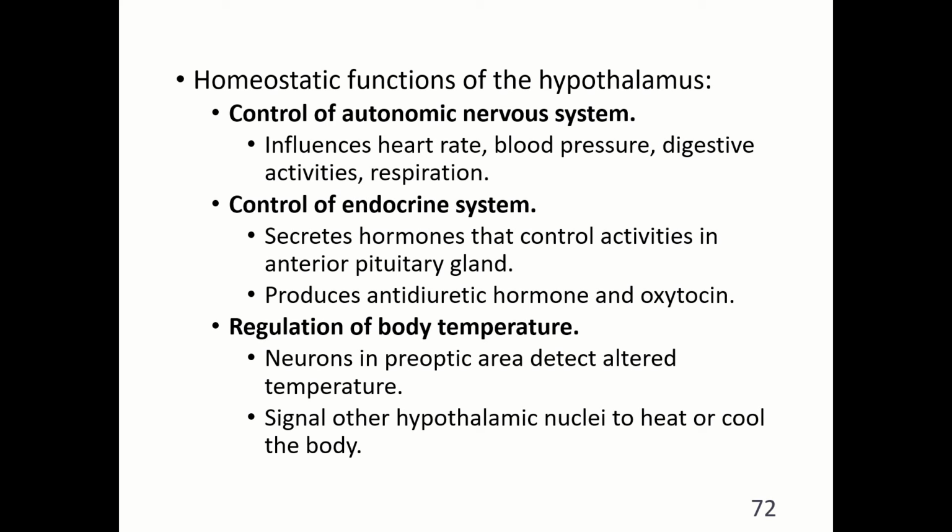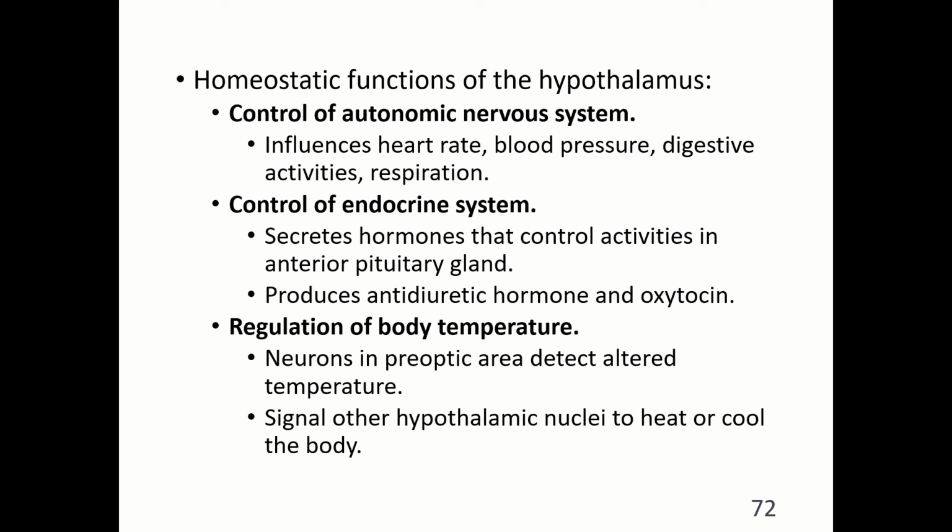The homeostatic functions of the hypothalamus are numerous, and they include the control of the autonomic nervous system, which influences heart rate, blood pressure, digestive activities, and respiration, control of the endocrine system, which secretes hormones that control activities in the anterior pituitary gland, and the anterior pituitary gland is the big boss of the endocrine system. The hypothalamus itself produces antidiuretic hormone and oxytocin.